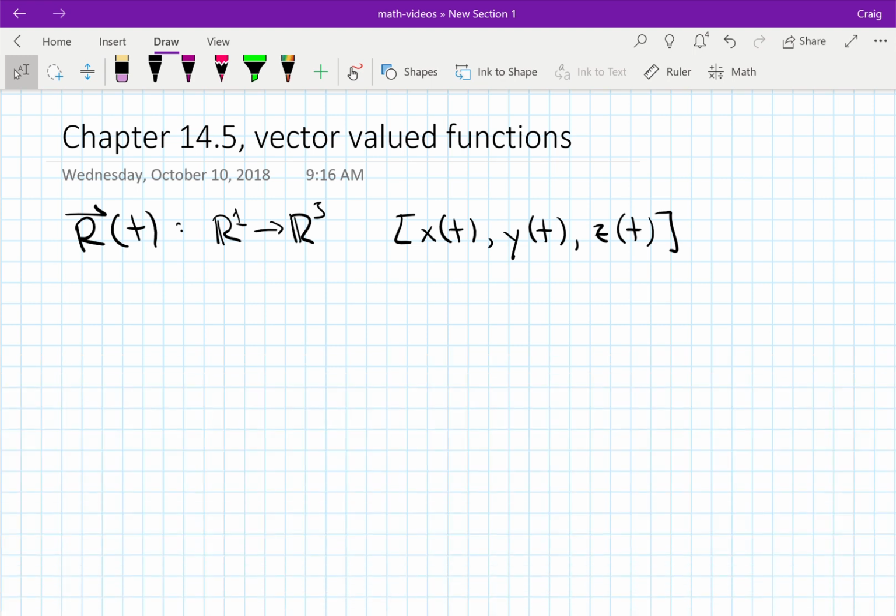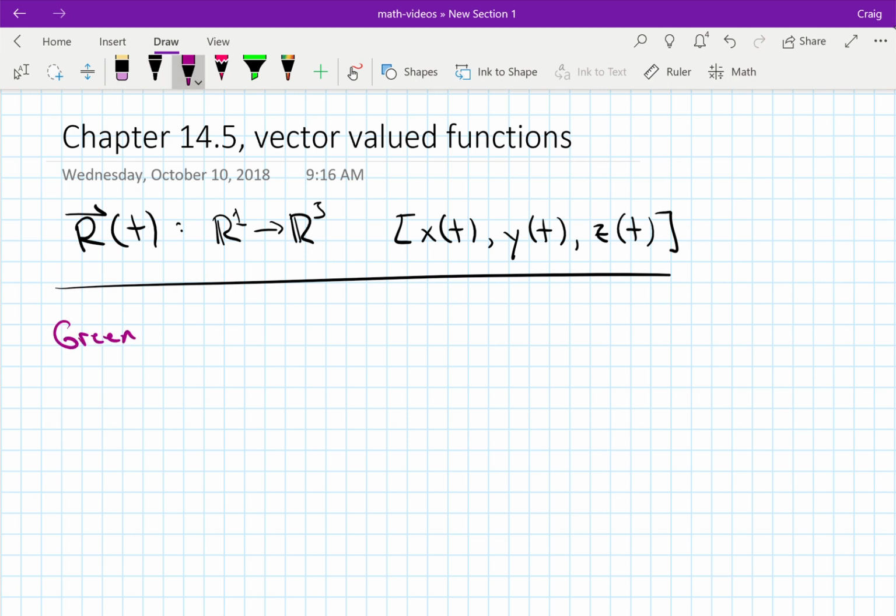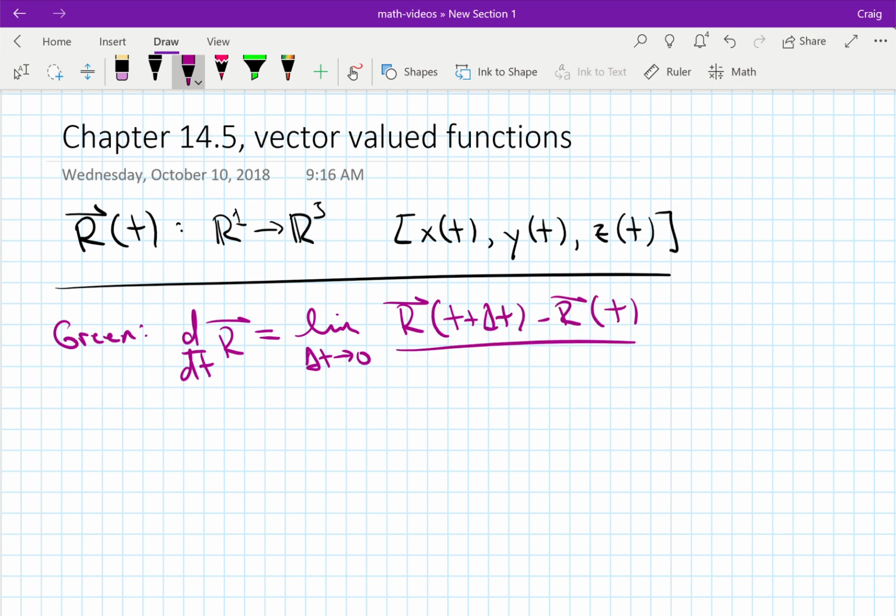The author Greenberg actually defines the derivative in terms of finite difference of the vector. So Greenberg says that the derivative d by dt of r, he defines it in terms of the finite difference as usual, is the limit as delta t goes to 0 of r evaluated at t plus delta t minus r evaluated at t, divided by delta t. So again, he defines that in terms of the finite difference. You could also alternatively define it, and we can show that it's equivalent.